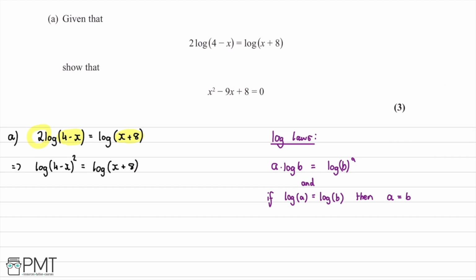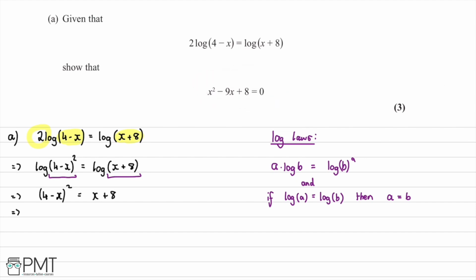Then I've written down a second piece of information here, which is if we have log of a and that is equal to log of b, then a is going to equal b. So that's what we have now. That means we can say that (4 minus x) squared is going to be equal to x plus 8. So we'll write that down: (4 minus x) all squared is equal to x plus 8. Now we just need to expand these brackets on the left-hand side and rearrange to see if we can show this expression here.